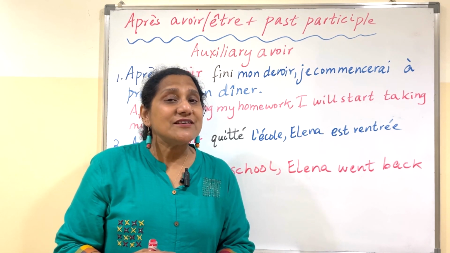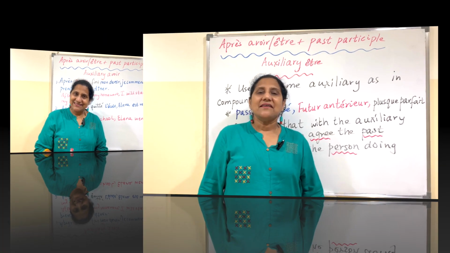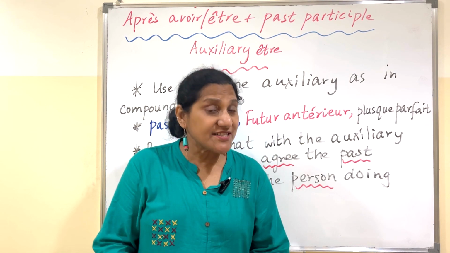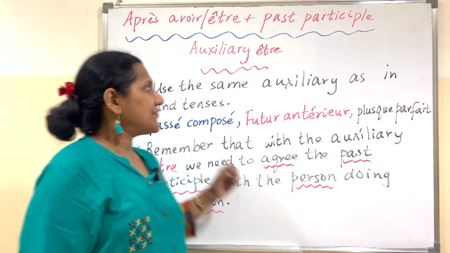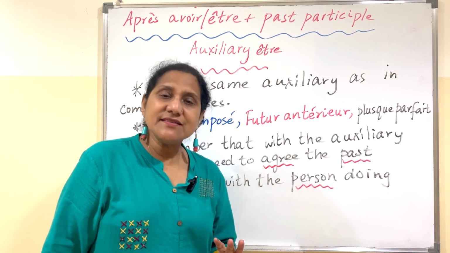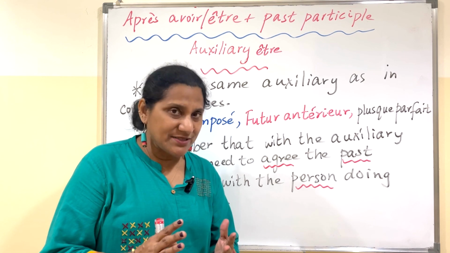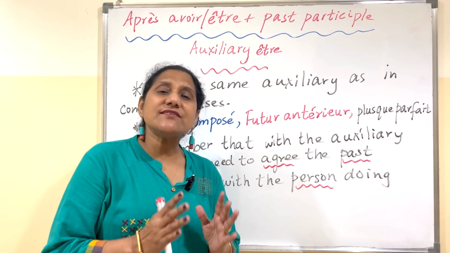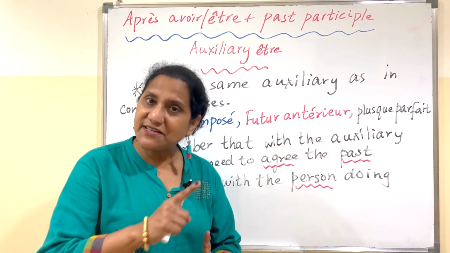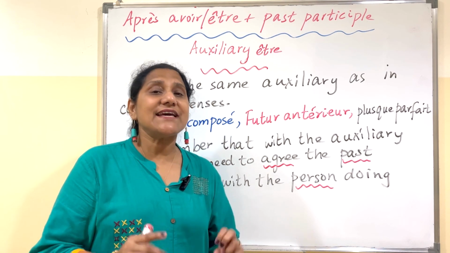Now we're going to use the auxiliary être. Before we see examples with auxiliary être, here are some important points to remember. Use the same auxiliary as in compound tenses. I've already mentioned this, but still I'm repeating. In all the compound tenses, you must use the same auxiliary that you've been using. That means the verbs that take avoir will continue using avoir, and the verbs that take être will continue taking être.